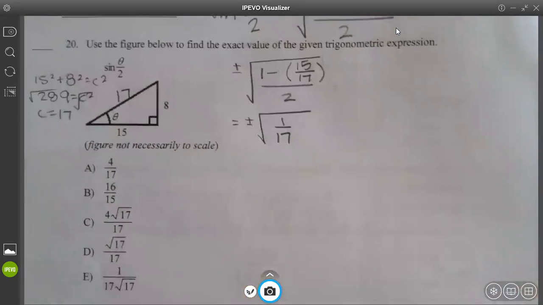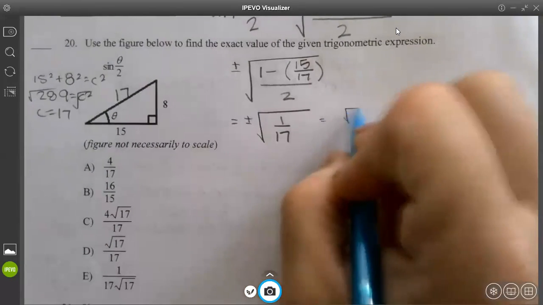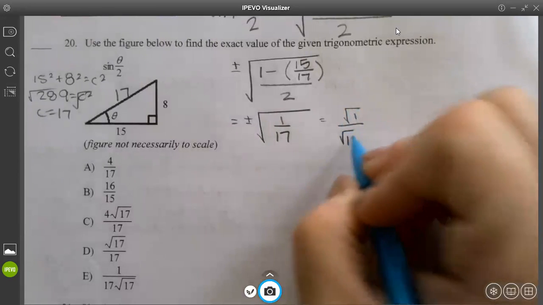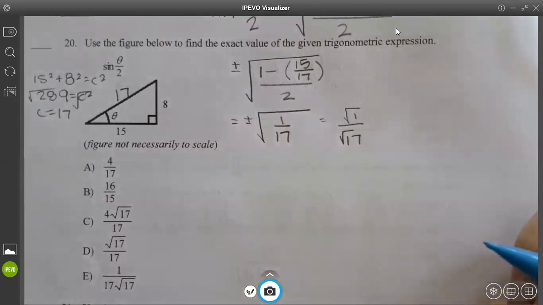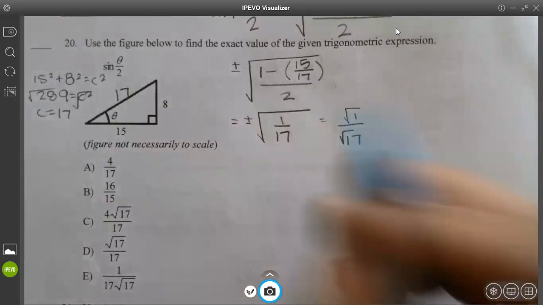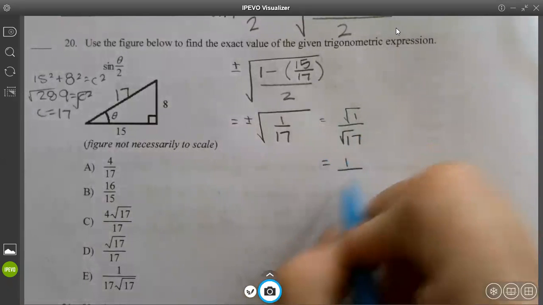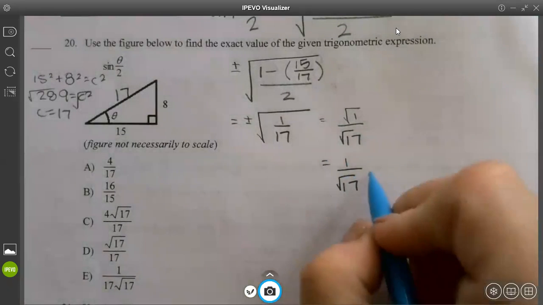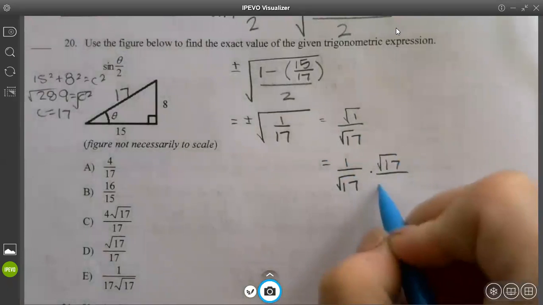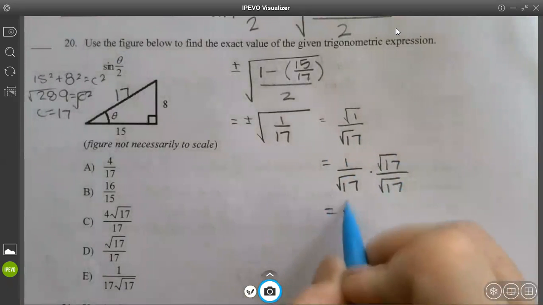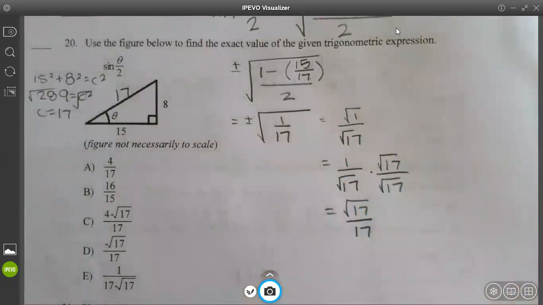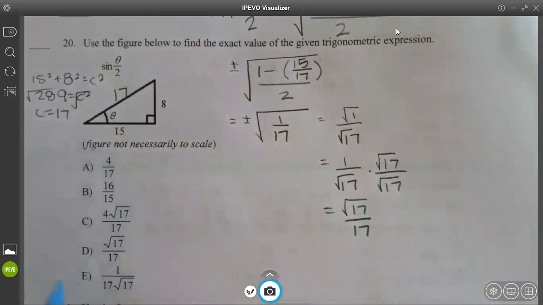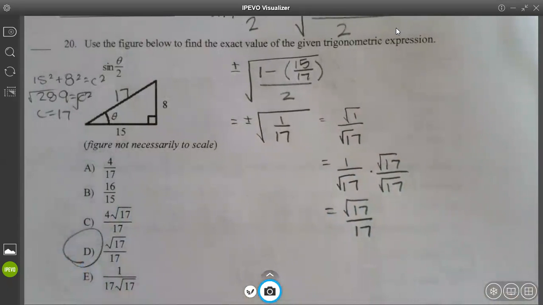Remember, when we take the square root, we take the square root of the top and the square root of the bottom. What's the square root of 1? I cannot have the square root of 17 on the bottom, so how do I fix it? Which is?